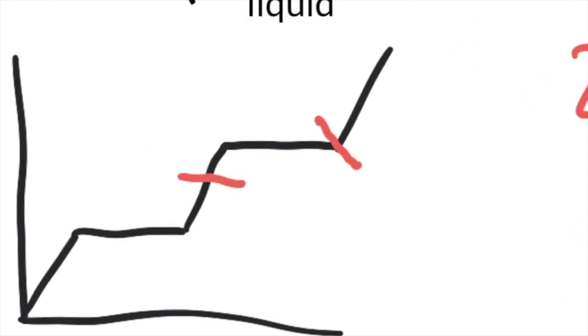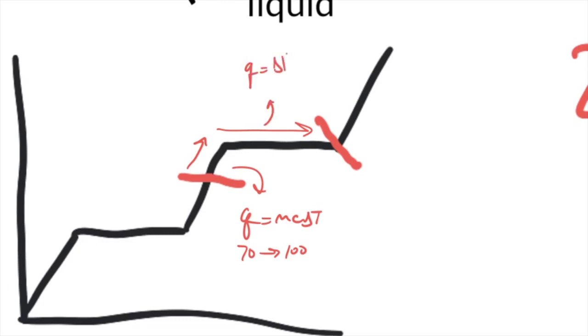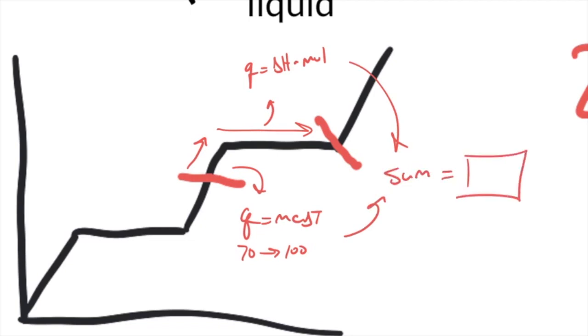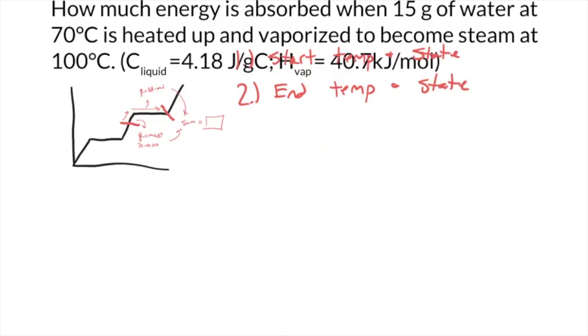First, I'm going to calculate using mc delta T the amount of energy it takes to warm up the water to 100 degrees. I'm going to take it from 70 to 100. Next, I'm going to take the water at 100, and then I'm going to vaporize or boil. And for this part of the problem, I'm going to use delta H times moles. And when those 2 parts are done, I'm going to add them together to get my final answer, which I will then box. So let's zoom back out and begin working this problem.